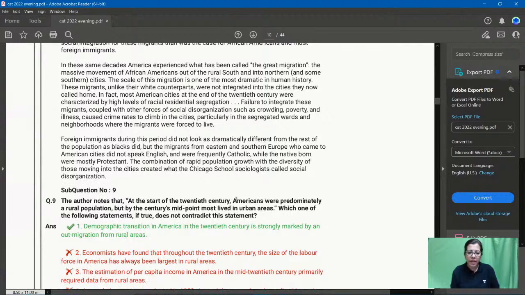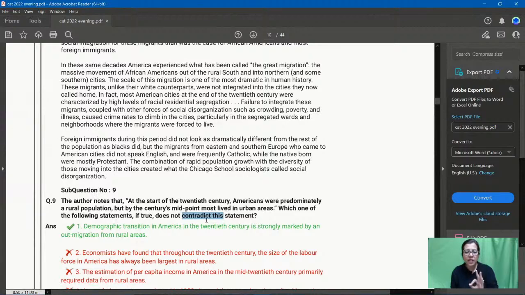Question 9. Americans were predominantly a rural population. Does not contradict. This was a weaken and strengthen question, but superbly easy because it was specific. You go up in the first paragraph, there's a line that's given there. Isme bola hai predominantly a rural, but by the century's midpoint, most lived in urban areas. सब move होने लगे थे rural को छोड़ के. पूछा है which one does not weaken.